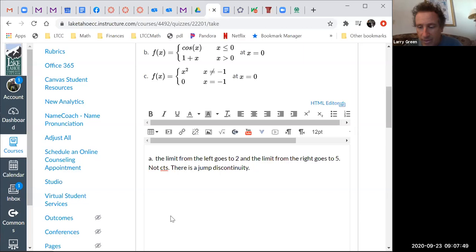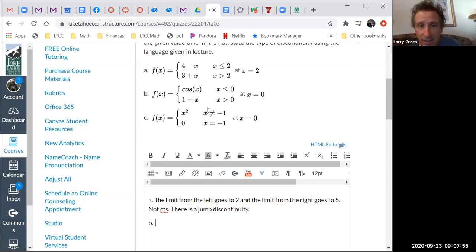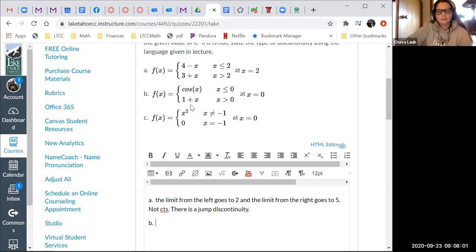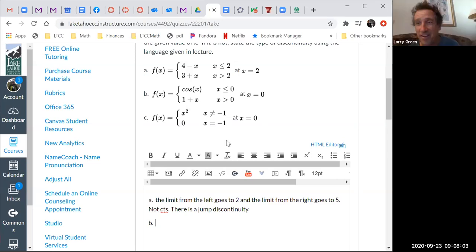Okay, B. Now we're looking at x equals 0. What is the cosine of 0? 1. What's 1 plus 0? Please don't get your calculators out. 1. So now the limit on the left equals the limit on the right, and because of this less than or equal to sign, it also agrees at the value of 0.